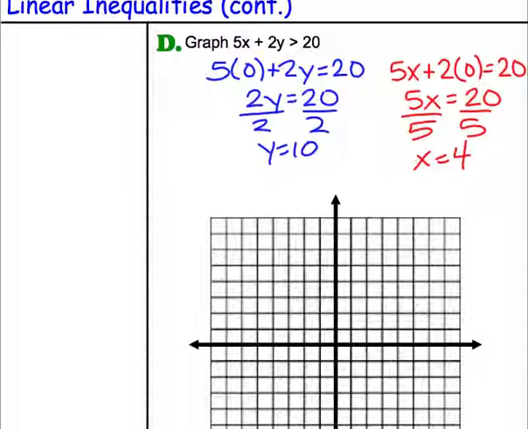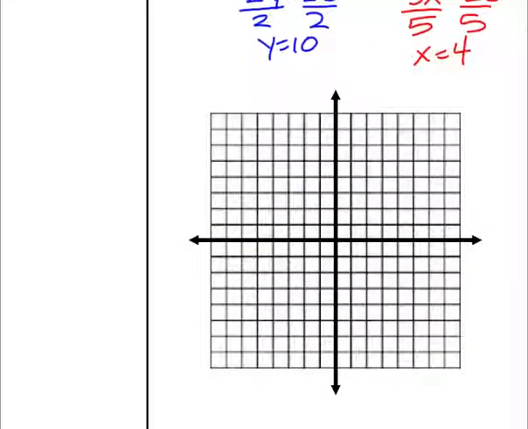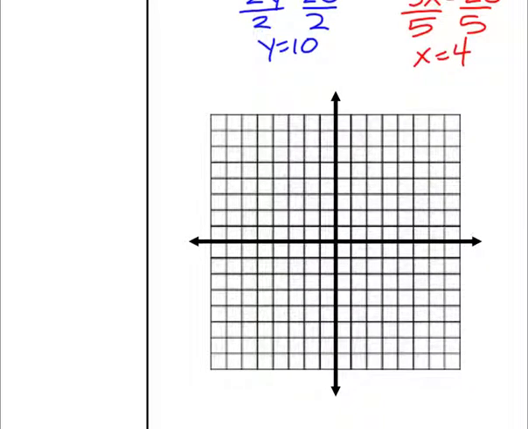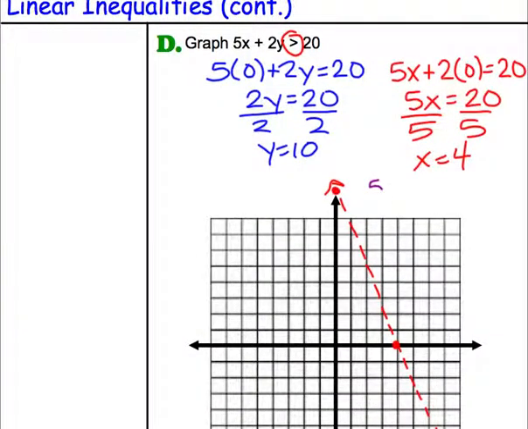So now we can go ahead, and I know it's going to be a dashed line. So we've got y at 10, 1, 2, 3, 4, 5, 6, 7, 8, 9, 10, and x at 4. We've got a dashed line here. And if I put in 0, 0 for my point, I'm going to go back up here so we have it. We get 5 times 0 plus 2 times 0. It's supposed to be greater than 20.